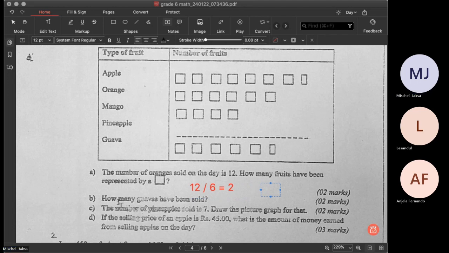Okay. How many guavas have been sold? We have, wait a second, 1, 2, 3, 4 and 5. Okay. 1, 2, 3, 4, 5 and a half. So 5 and a half means 5 times 2 plus half means 1. 5 times 2 is 10. 10 plus 1 is 11. 11 guavas have been sold.